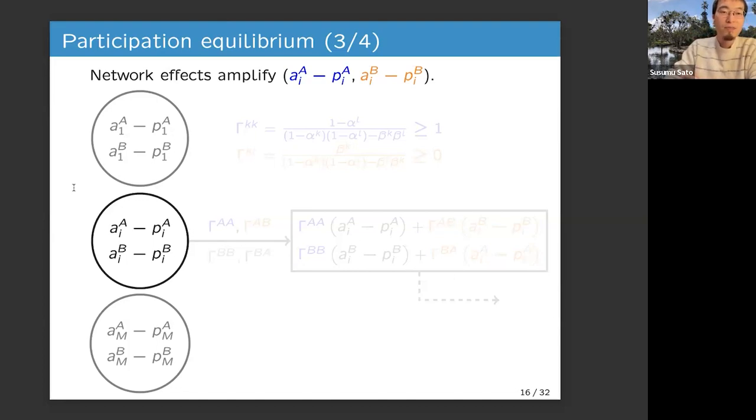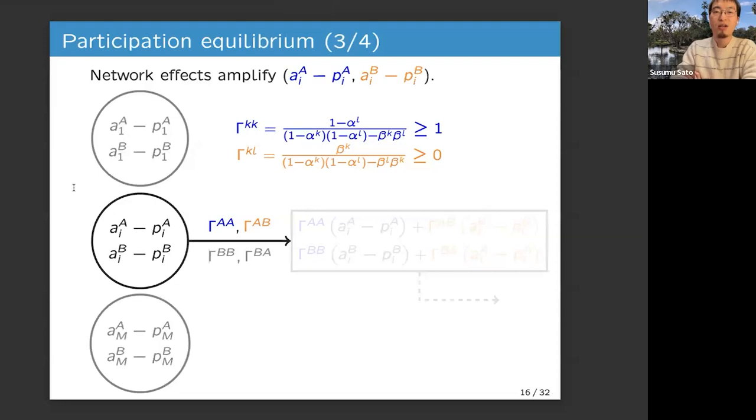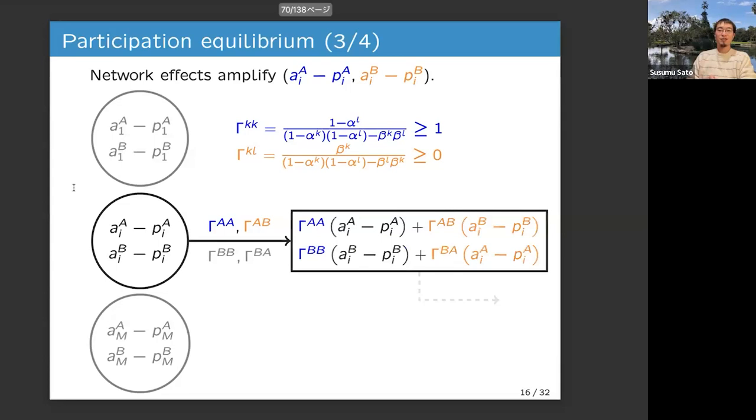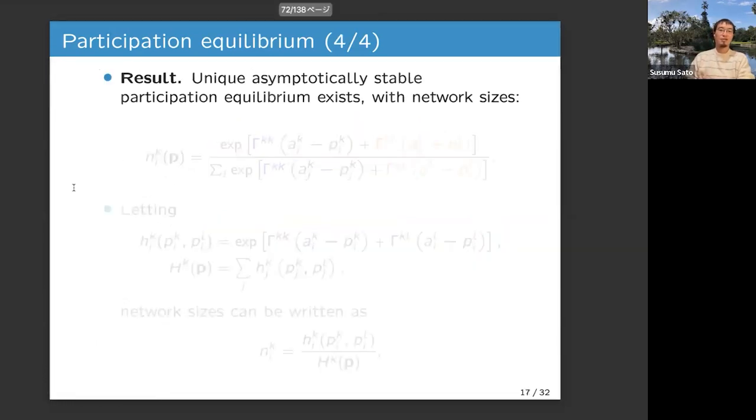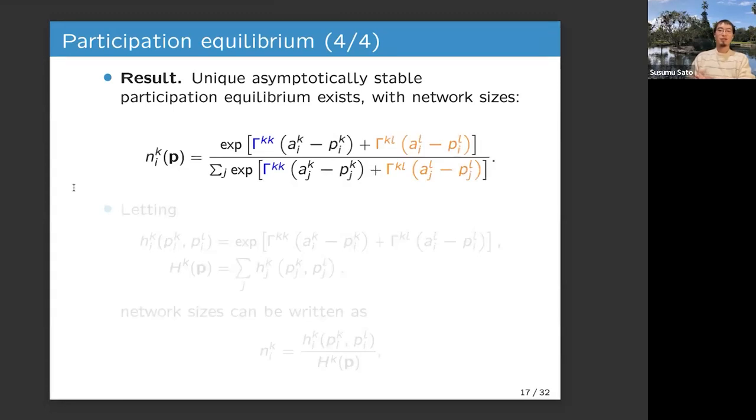Specifically, this AAI minus PAI stuff is amplified by these coefficients gamma AA, gamma AB, gamma BB, and gamma BA. Where this gamma KK is a coefficient that represents the effect of within-group network effects, and gamma KL represents the impact of cross-group network effects. And these average values on two groups are transformed into the weighted sum or linear sum of average values for each user group. And finally, the network size in the unique asymptotically stable participation equilibrium is calculated by the logit formula using this amplified average value.